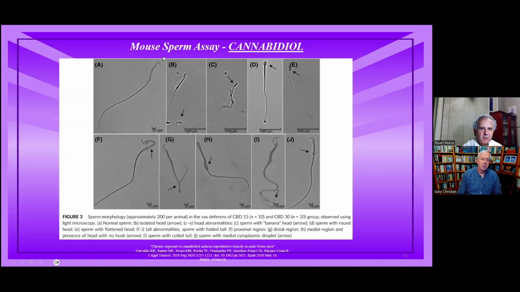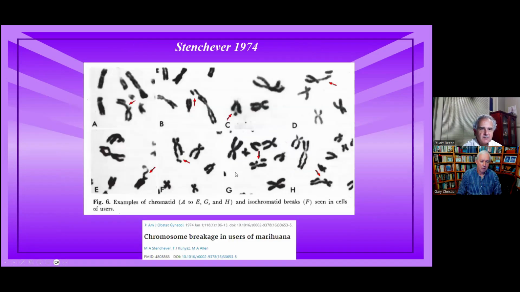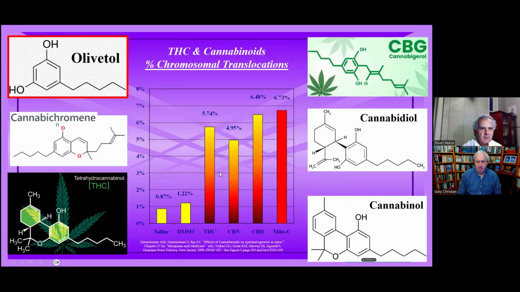This is mouse sperm exposed to cannabidiol, and you can see that the head is down here, the tails are damaged, the head's grossly deformed, all sorts of problems, major problems with these sperm exposed to cannabidiol. In mouse sperm, we looked at chains of 4 chromosomes stuck together, ring chromosomes, chromosomal fragments, a ring there and a fragment there in this study. We looked at the study by Stencheva and saw all the DNA breaks that are clearly illustrated there. This is a study by Zimmerman, and this is what we talked about, the cannabinoid structure.